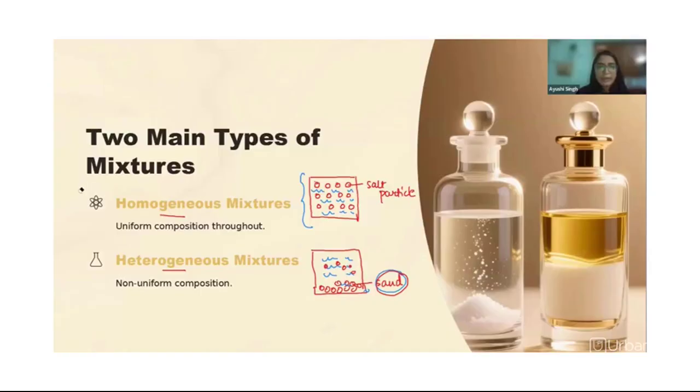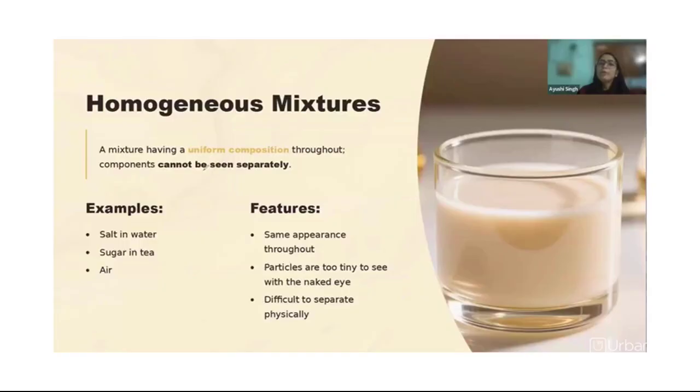Now let's move ahead and go into depth. So homogeneous mixture, I have already told, has a uniform composition throughout, and cannot be seen separately. What do we mean by that? Once you're mixing salt with water, let's take the example from our previous classes, you are adding up the salt with water, right? Now once you're mixing and stirring, there comes a point where you can see no more salt.